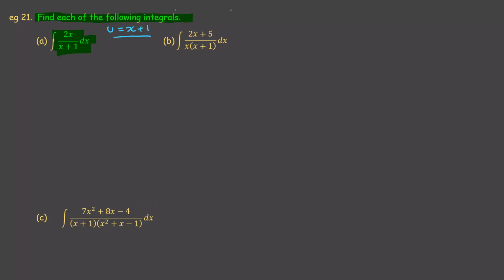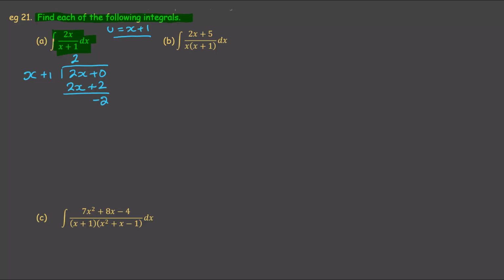Note it's an improper fraction because the power on the top, 1, is the same as the power on the bottom. So what we could do here is say, well, 2x plus 0 is being divided by x plus 1. So x to get 2x gives us 2. Then that's 2x plus 2 and subtract. And the remainder then is negative 2.